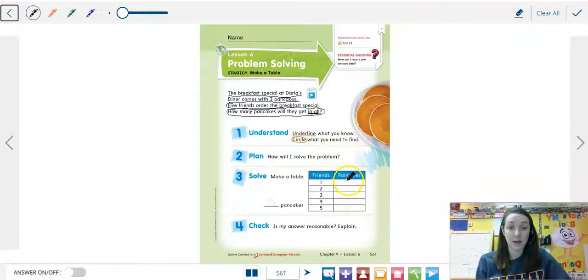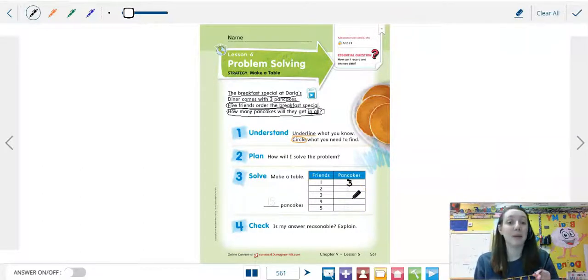If I have one friend and one special, they got 3 pancakes. Now, if there are 2 friends, how many pancakes are there? I don't want you to put that they also got 3 pancakes. I want you to add it. We already have 3, add it to the 3 you already have, so it's actually going to be 6 pancakes. If 3 people order it, there will be 9 pancakes. Adding 3 again. If 4 people order it, there will be 12 pancakes. Again, I'm just adding 3 each time.